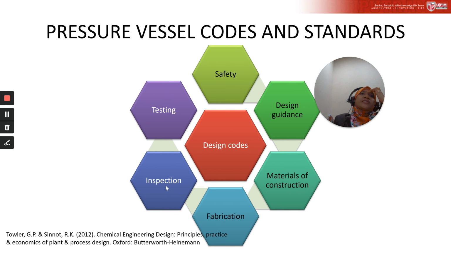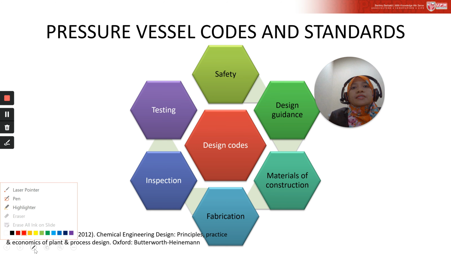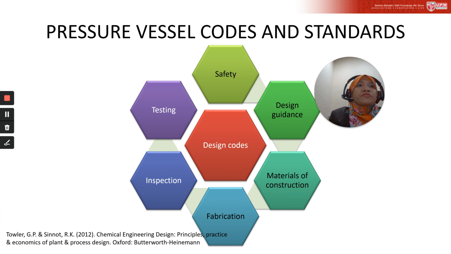So basically, pressure vessel codes and standards. Why do we need to have this? Because they provide us information on the safety requirements and the design guidance, the materials of construction, fabrication, inspection and testing. It provides the guidelines on how to do this and what you should have.